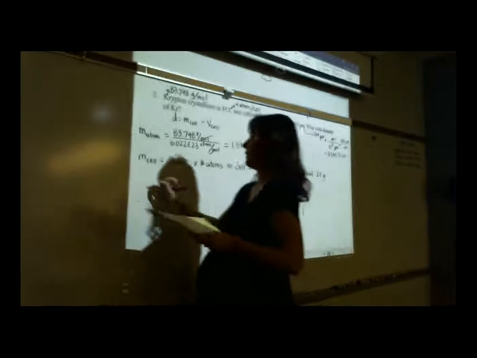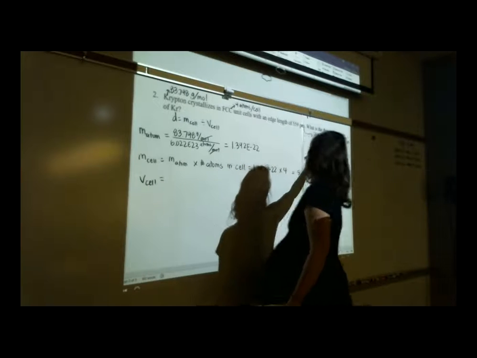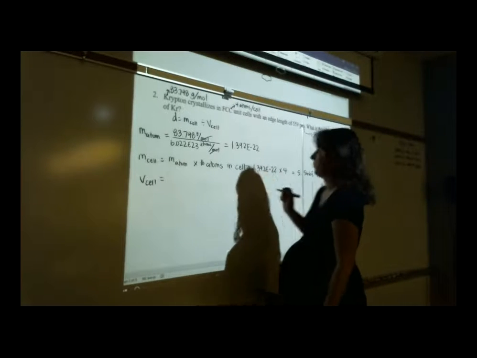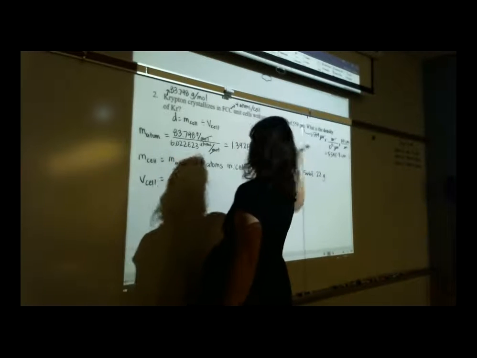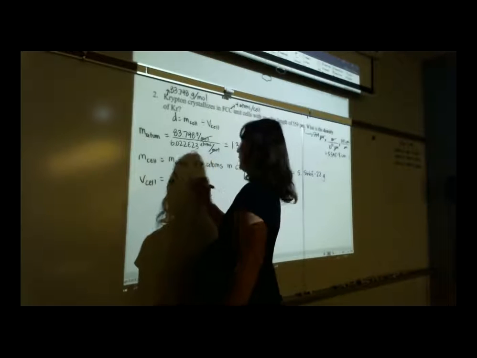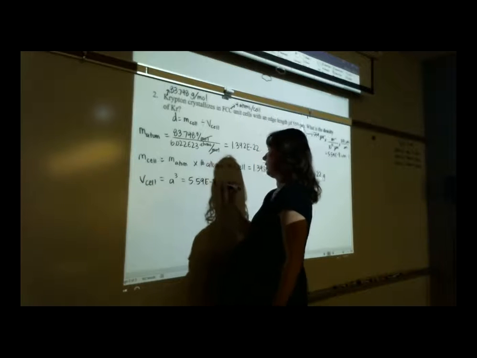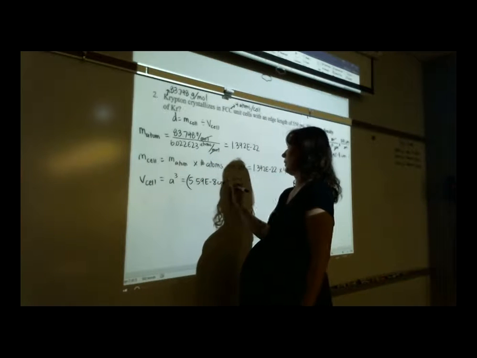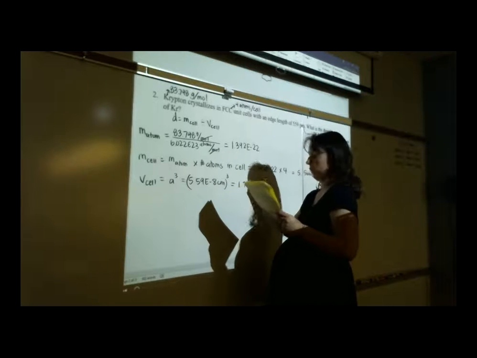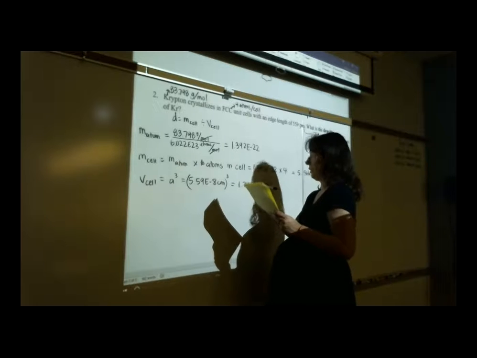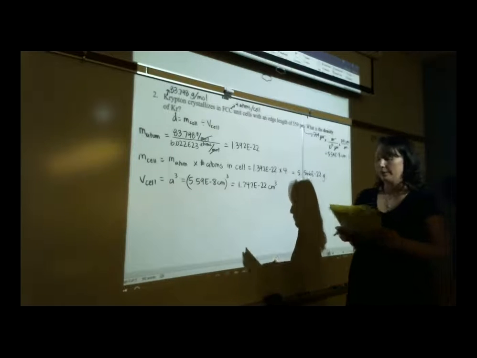Now we can calculate V cell. We've already got edge length in centimeters, which is what we want it to be in. So we take our edge length and we're just going to cube it. 5.59 times 10 to the negative 8th centimeters, and now we cube that. So I got 1.747 times 10 to the negative 22nd centimeters cubed, which is the same thing as a milliliter.